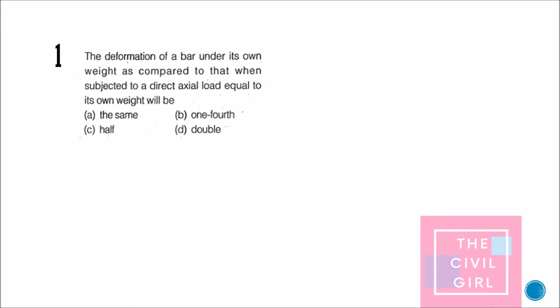So the first question is: deformation of a bar under its own weight, when compared to that when subjected to a direct axial load equal to its own weight, will be what? So in the first case, let us say this is my bar and it is deformed under its own weight itself. In the second bar, we are applying an axial load, an external load W, and we are finding the deformation. So for this, what will be my answer? It will be WL by AE.